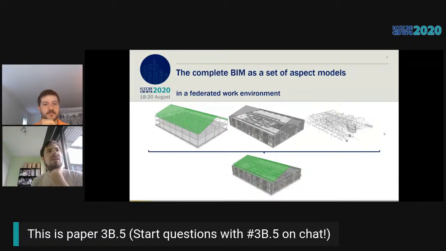Because in reality, your building model is actually spread out over various aspect models or discipline models, or is spatially partitioned.